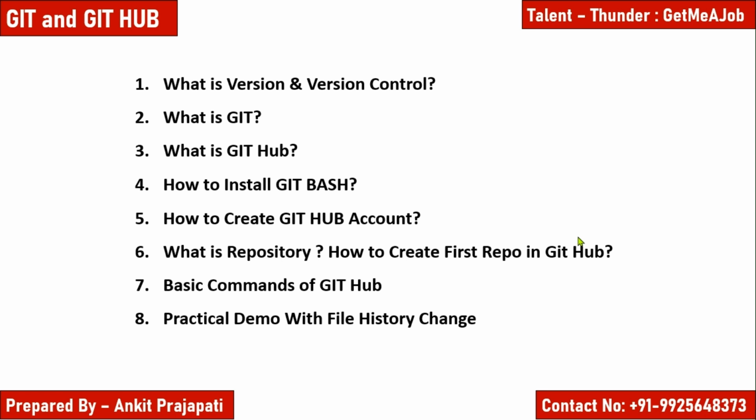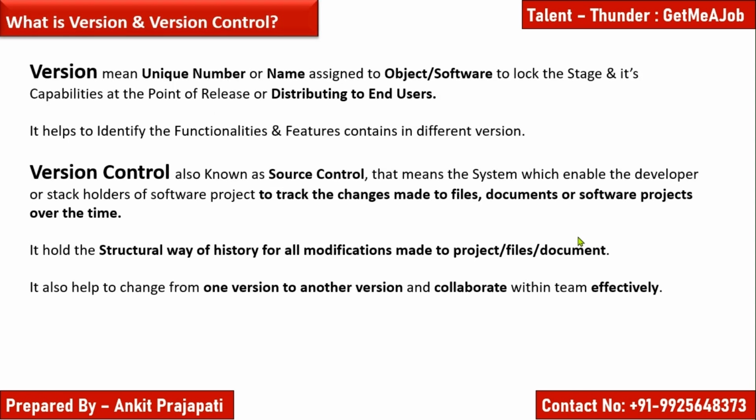Okay, so let's start with the first thing: what is version and version control? We all know what a version is. Version is, I will just say, the unique number that we assign to a software or application, so we can log the stage. Let's suppose in version 1 we have 20 requirements. Now suppose we have to track those 20 requirements, we always refer to it as version 1.0.